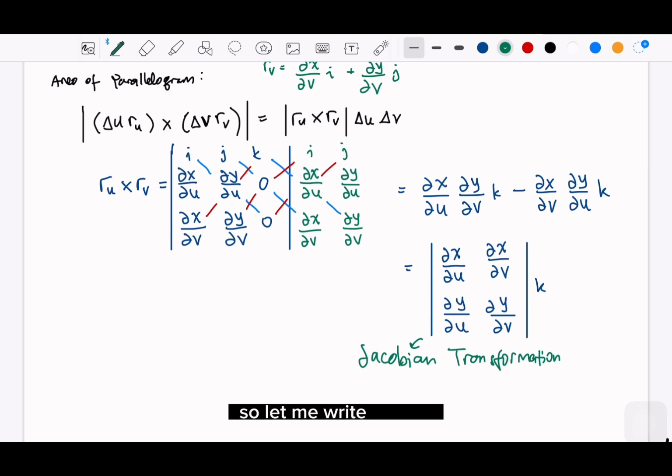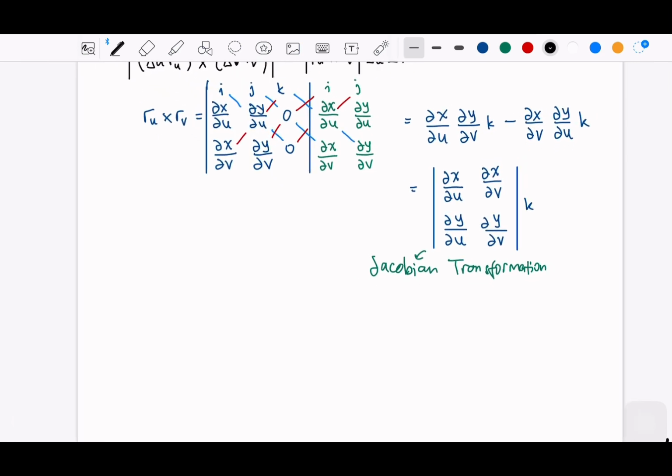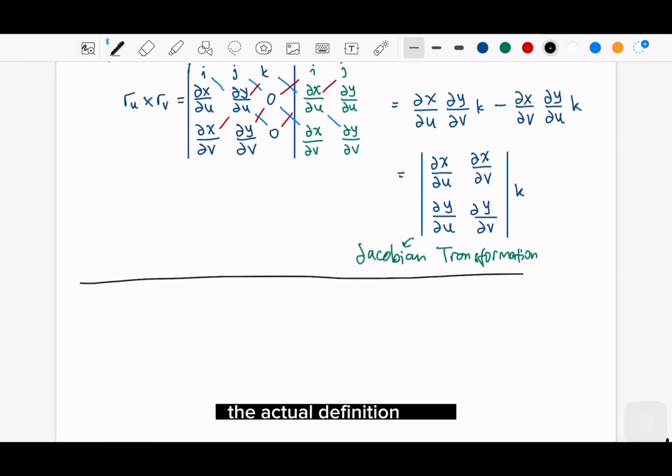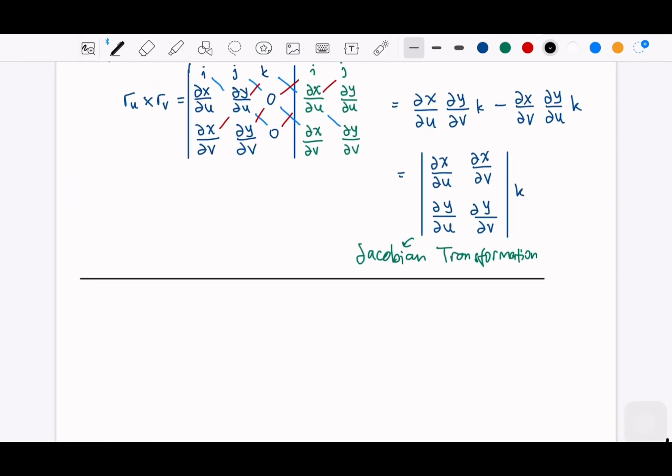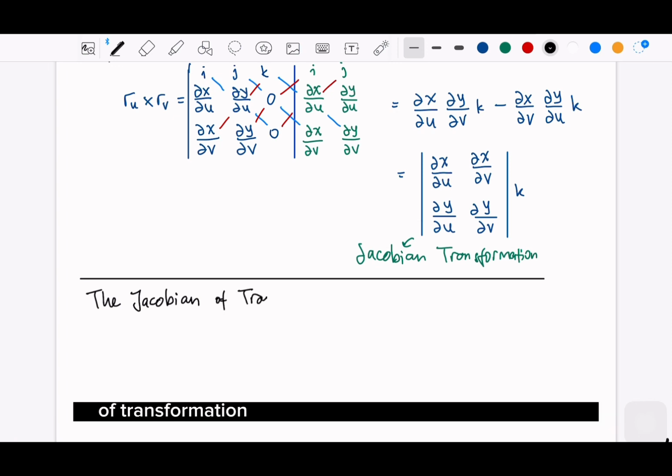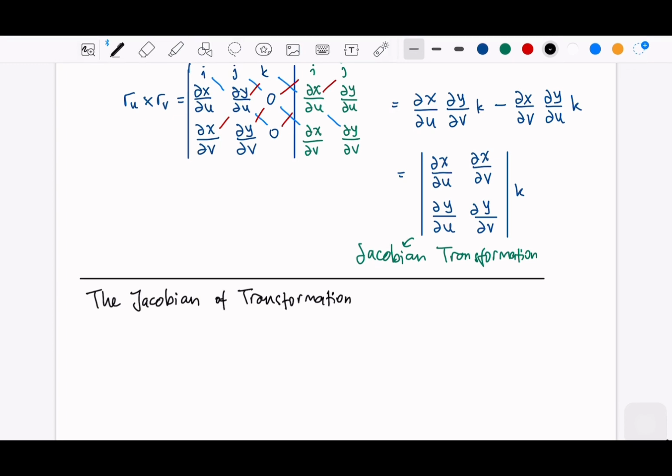So let me write the actual definition here. So the Jacobian of transformation. Let me just take a break and continue. Okay. So this Jacobian.